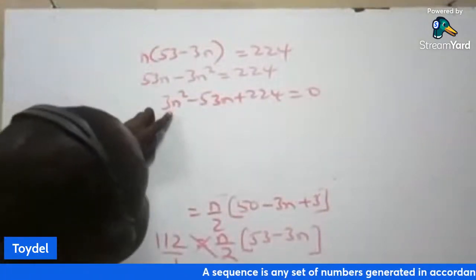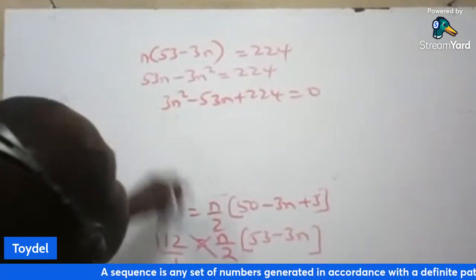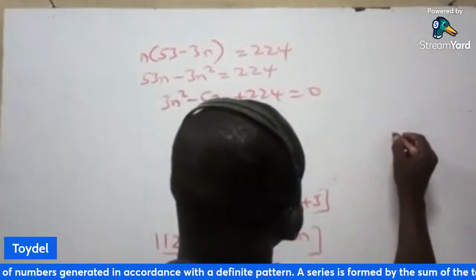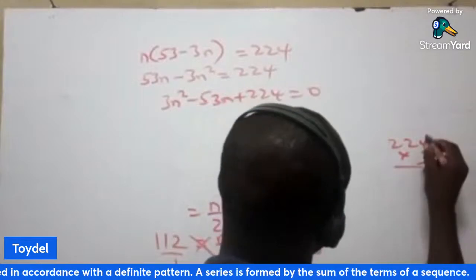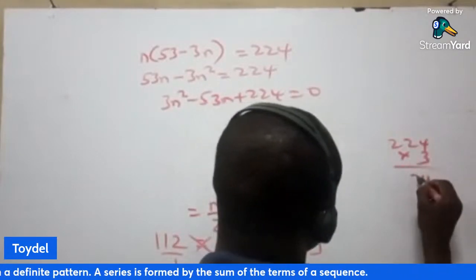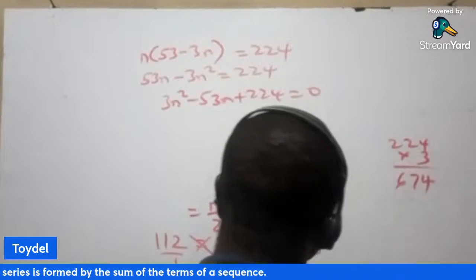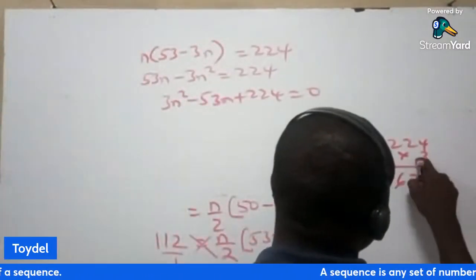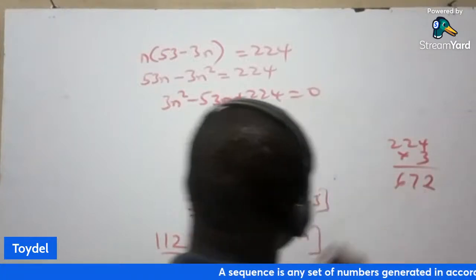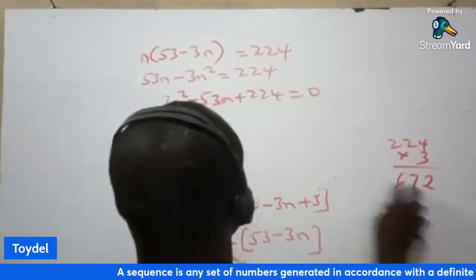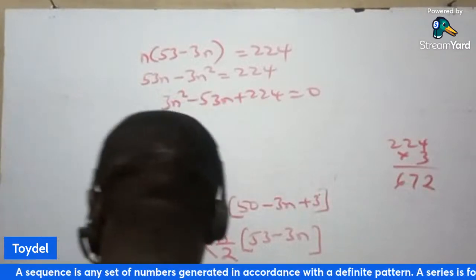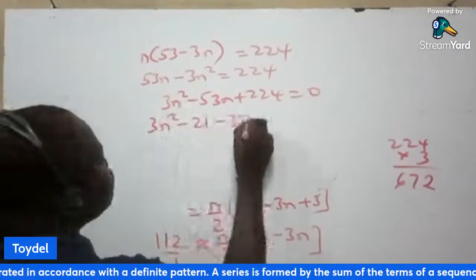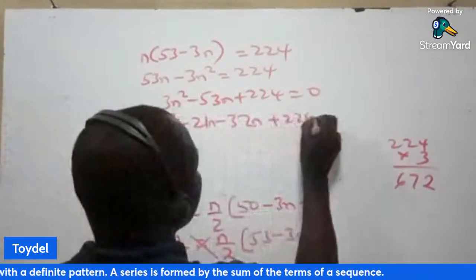Then I can factorize this. If I don't want to stress myself, I can use the completing the square method or the formula method. But of course, I can factorize this. So if I multiply 3 by 224, what are the two factors that will give you minus 53? Then that will be minus 21 and minus 32. I'm going to have 3n squared minus 21n minus 32n plus 224 equal to 0. You can check it out.